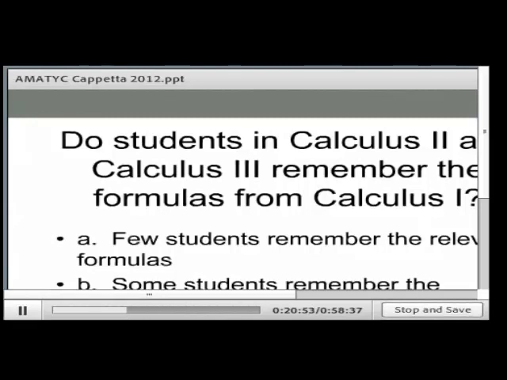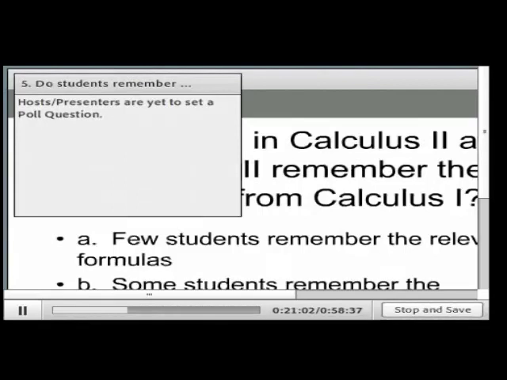Okay, time for another poll. Do students in Calculus 2 and Calculus 3 remember the formulas from Calculus 1? So you have three choices there. Let's see which one comes up most.